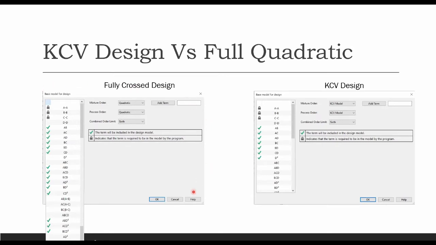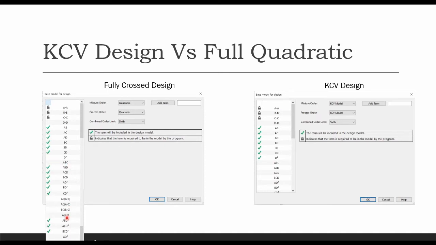what you get is this model term table at the left. And again, what you have here are the individual mixture components. You have the quadratic mixture components, so you have the nonlinear blending terms, in this case AB, AC, and BC. You have the individual mixture components linked with the process component, which is AD, BD, and CD.